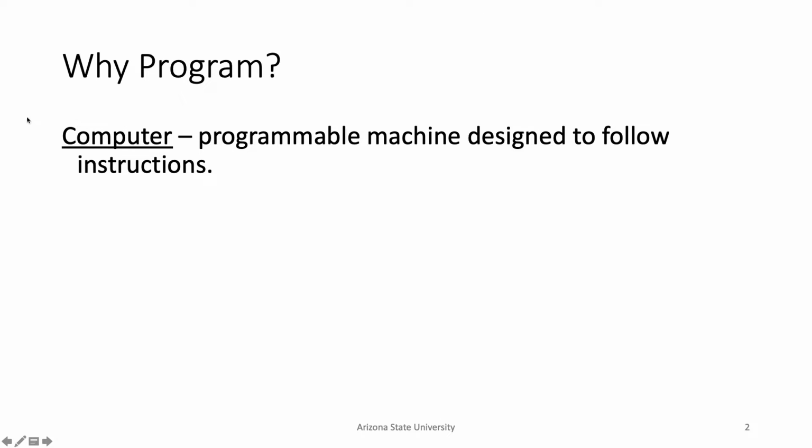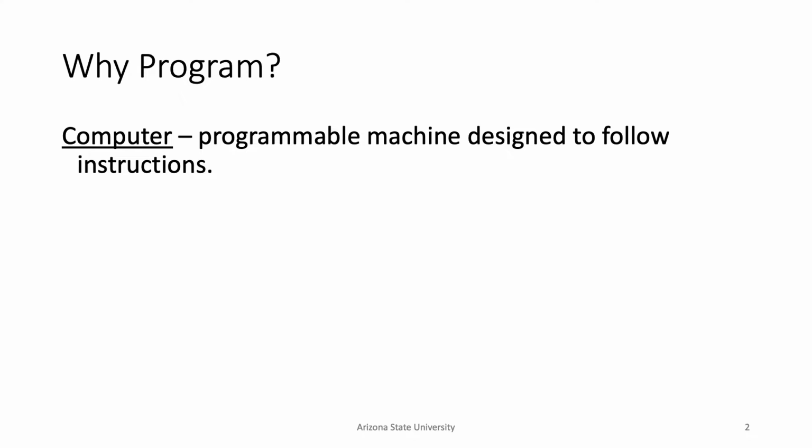So a computer in general is just some machine that you can send instructions to, which is what the word programmable means here. So it's designed to follow instructions. So maybe one instruction is add these two numbers, or multiply these two numbers, or store this number over here. So instructions like that, really simple things, not like connect to Facebook, that sort of thing. So those are higher level type things than a single instruction.